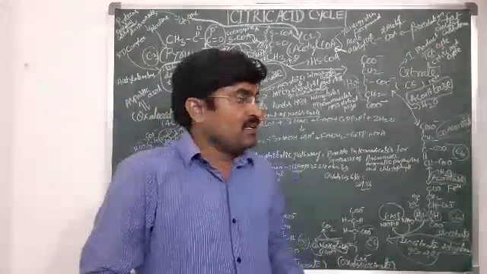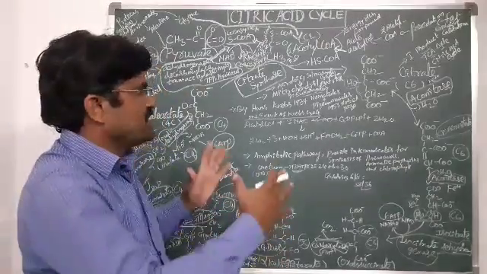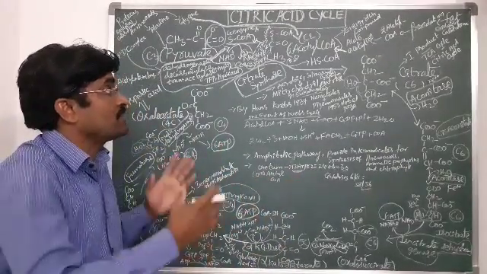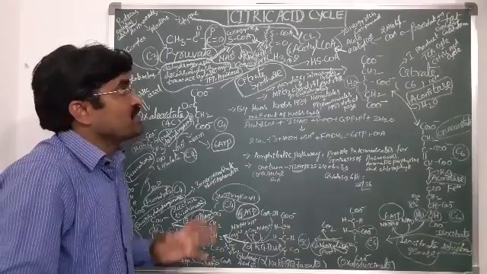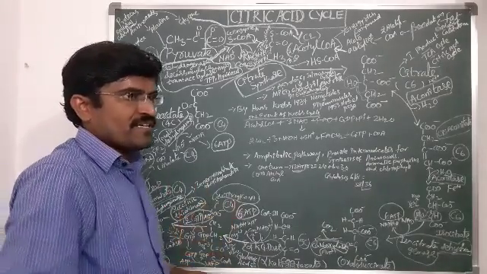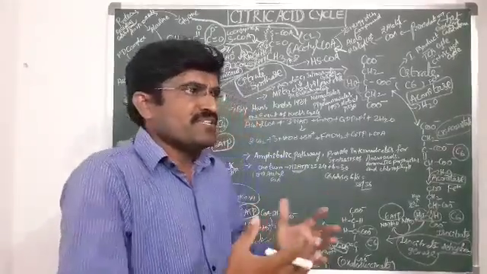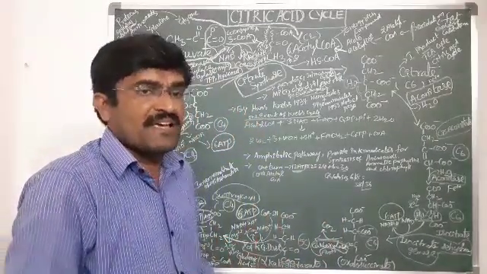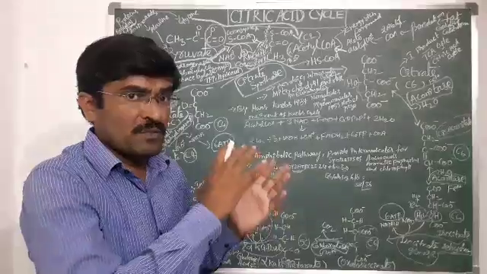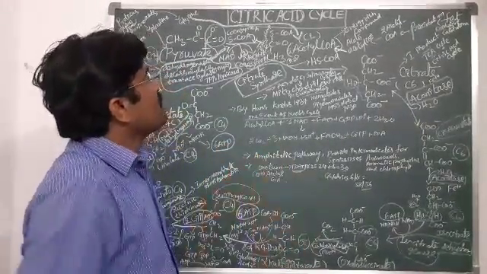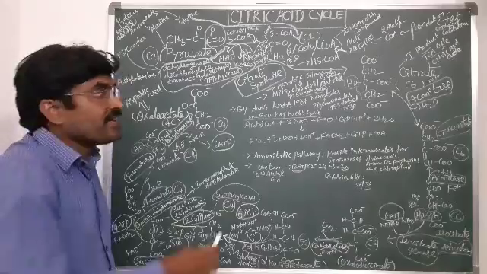Hello friends, in this session I will give a detailed explanation, with the chemical structures of the various intermediates involved in the citric acid cycle. In the previous video I gave glycolysis in a detailed way with the chemical structures, how it takes place in the cytoplasm of the cell, converting glucose into pyruvate. Now let us come to this session, the citric acid cycle.